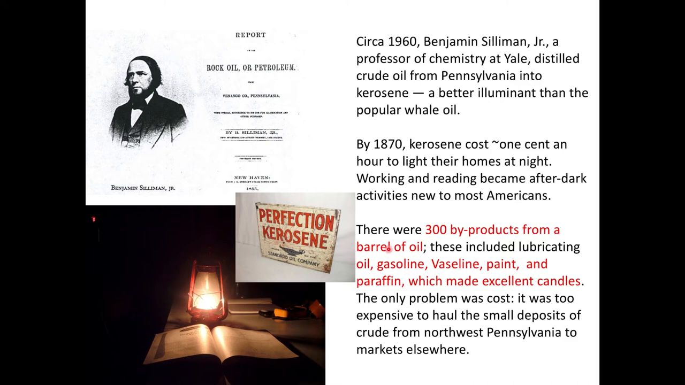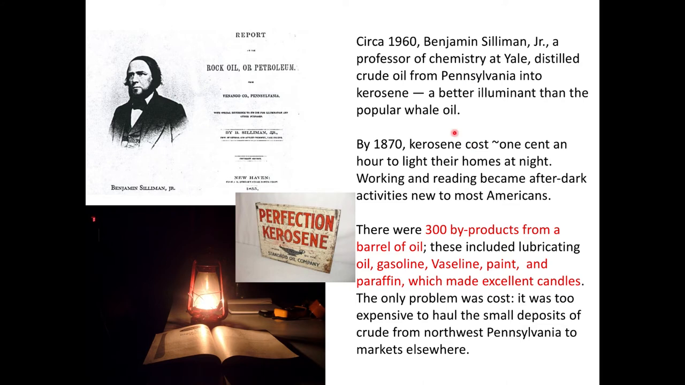And he was able to separate different hydrocarbons that we now think of as gasoline, Vaseline, which is a solid. He made paints, paraffin wax, which he could use to make candles. So what Benjamin Silliman Jr. did was, in essence, distill the crude oil, or purify the individual hydrocarbons within crude oil so he could separate them from one another. And this was the game changer.